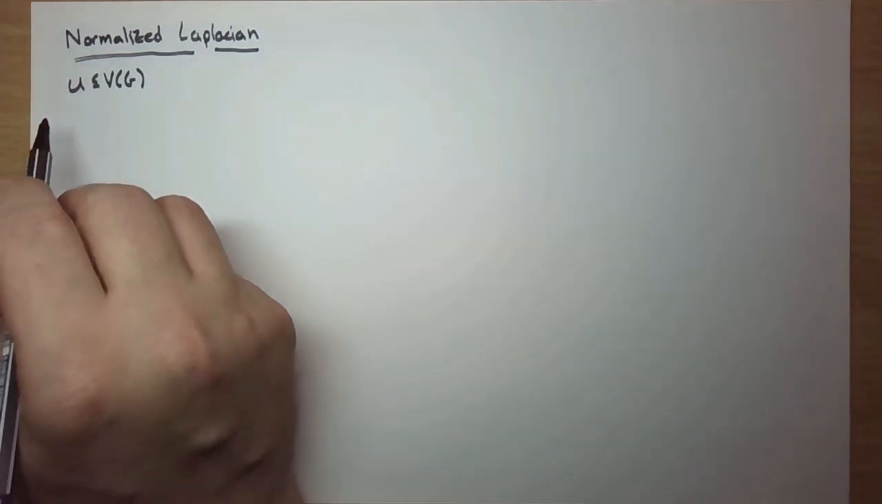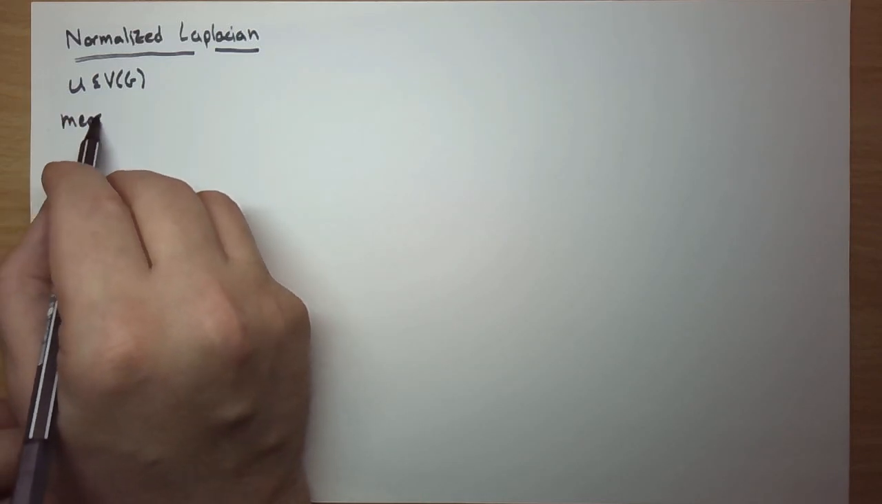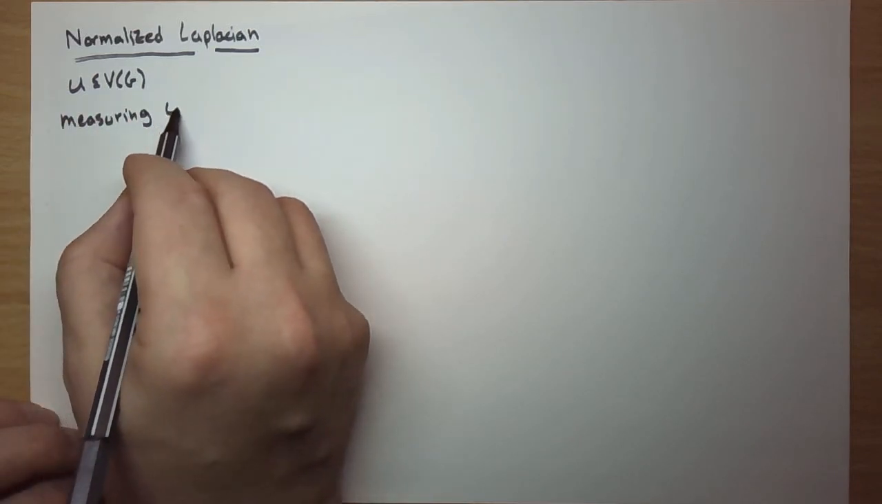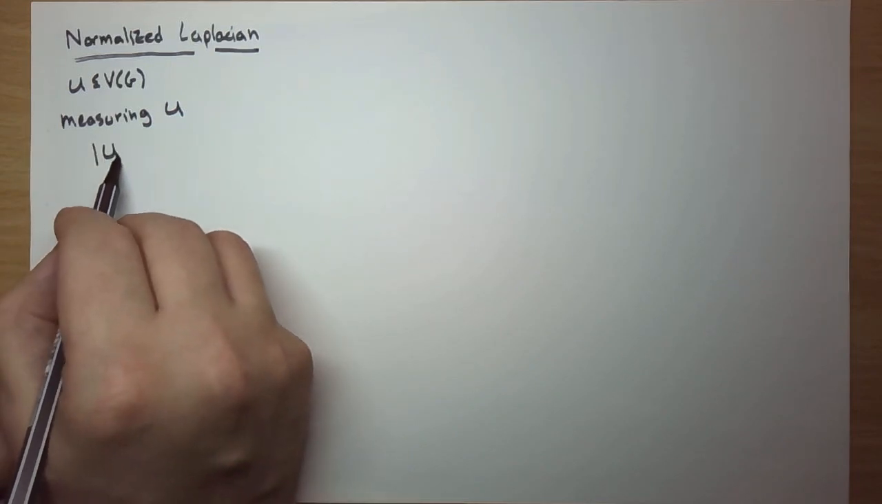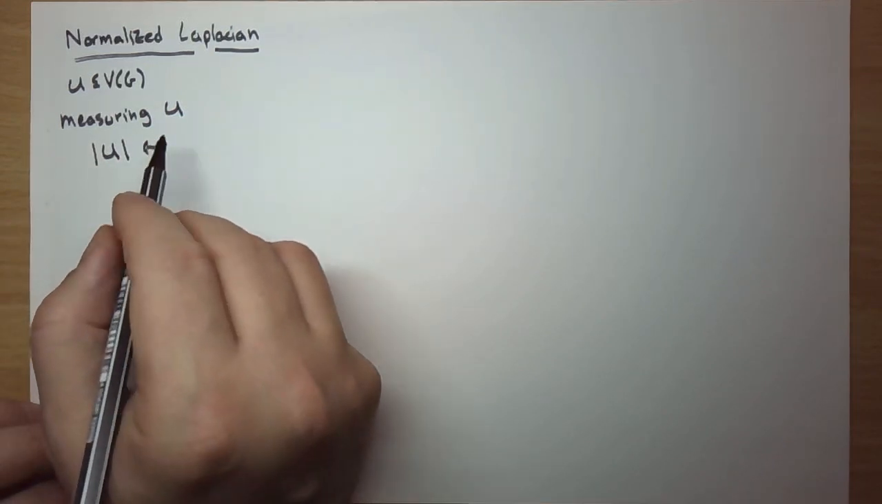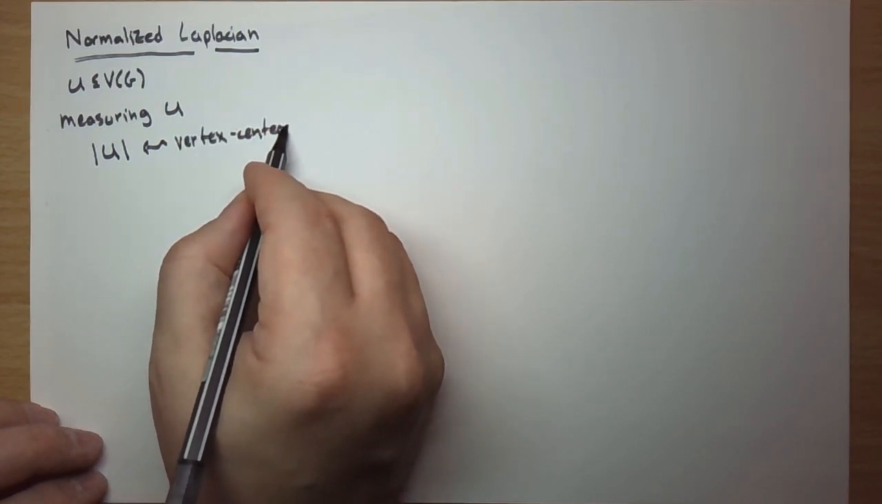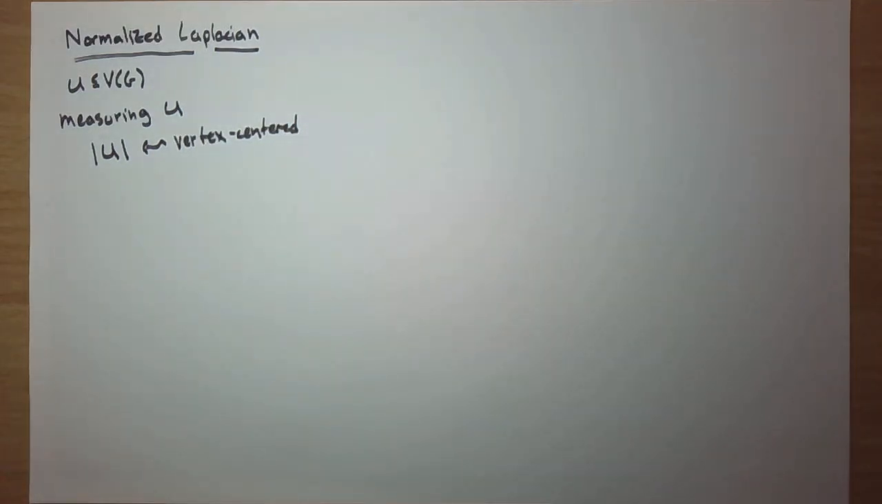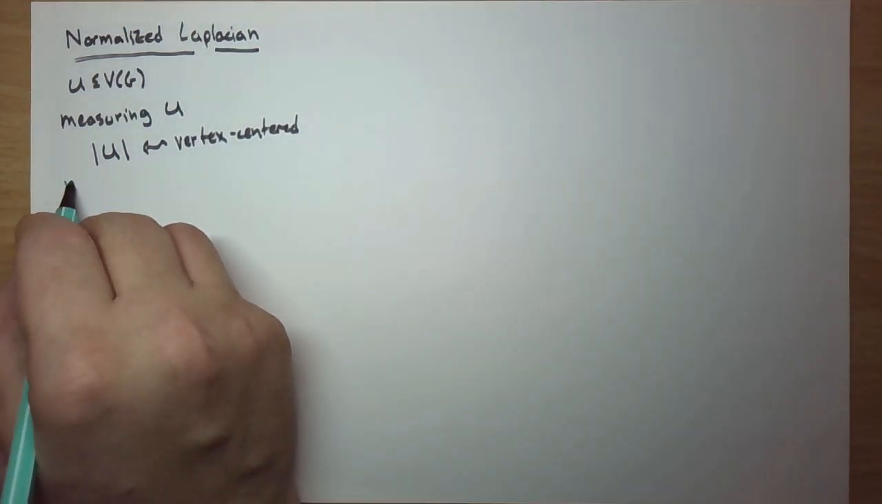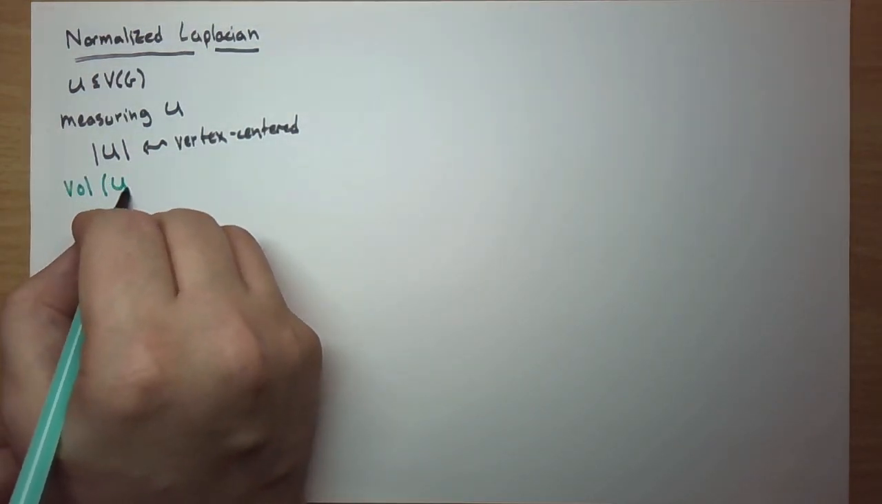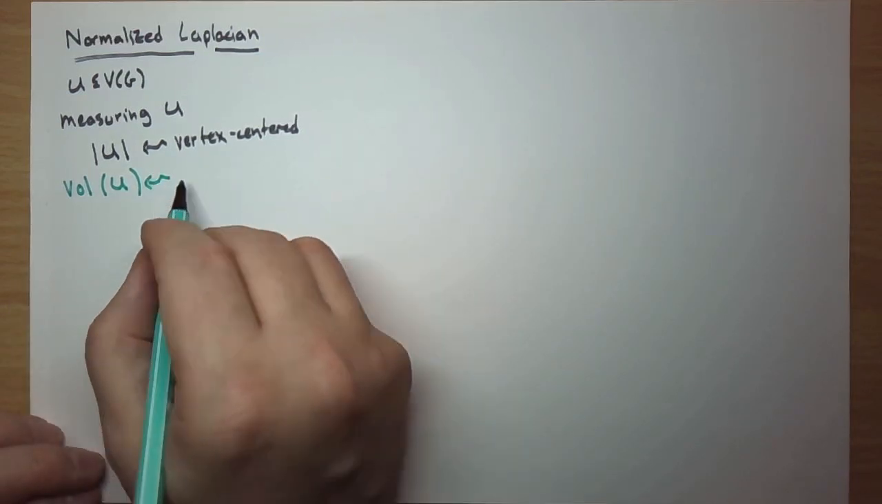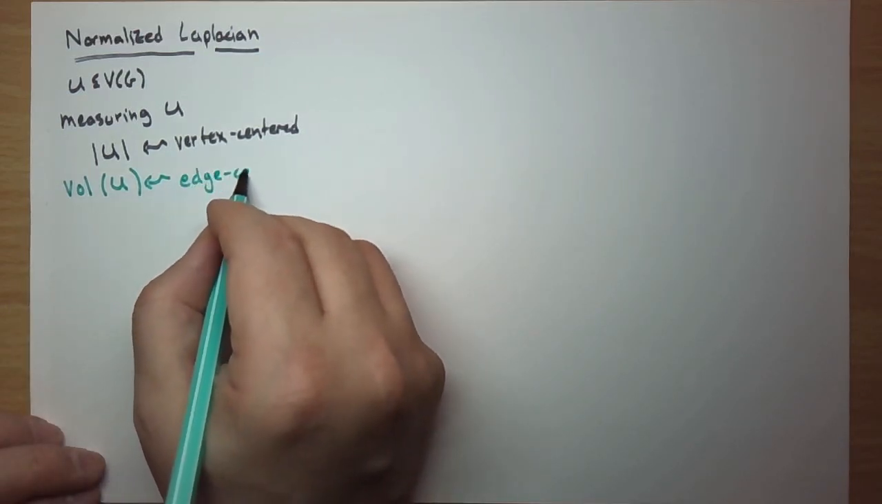Well, the old way to measure things is to just count how many things there are in U. So that's the size of U. This is our vertex-centered viewpoint. Now, this is perfectly fine and reasonable if everything were the same, but not all vertices are the same. So we're going to introduce a new idea called the volume, and this will be our edge-centered way of looking at things.